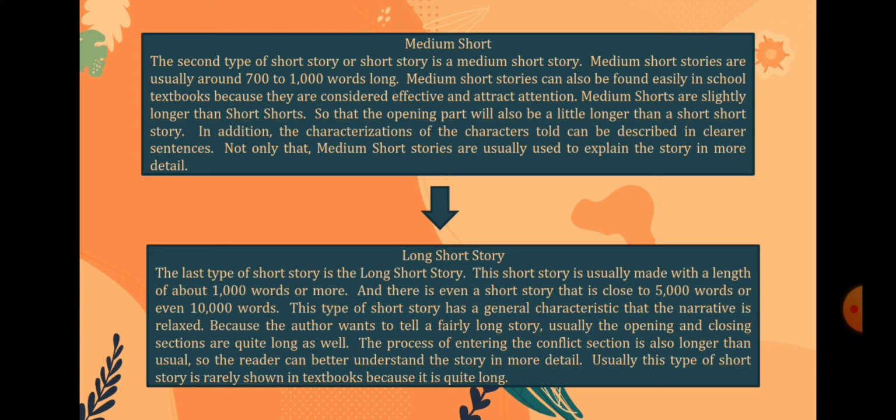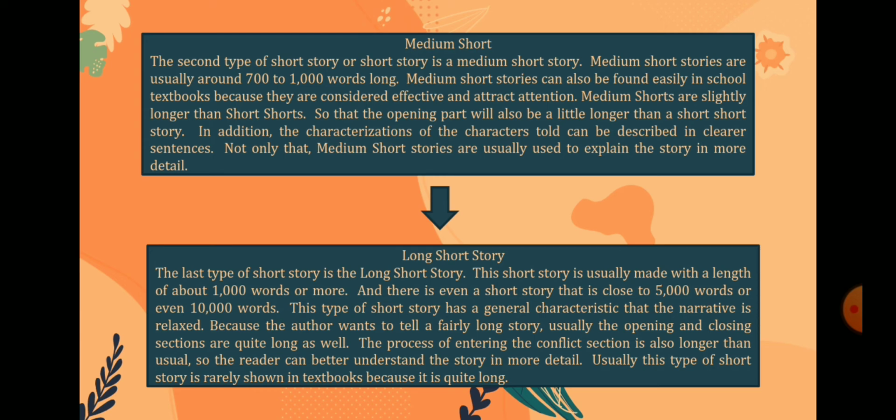And the last type of short story is the long short story. The long short story is usually met with a length of about 1000 words or more. And there is even a short story that is close to 5,000 words or even 10,000 words.